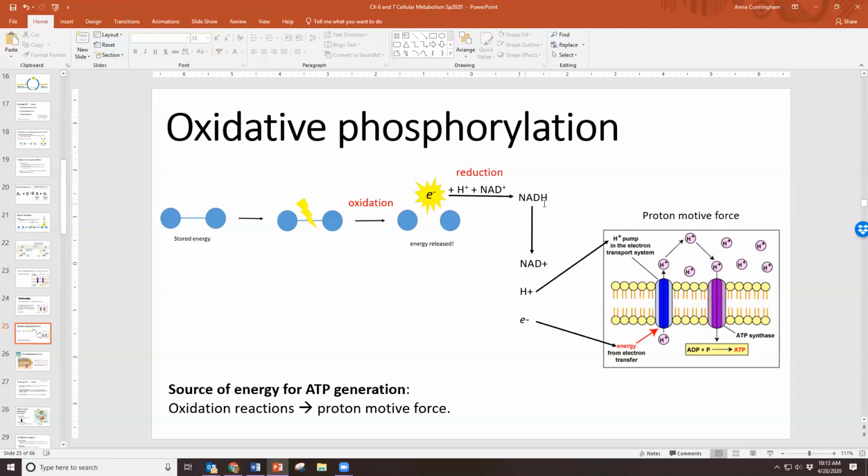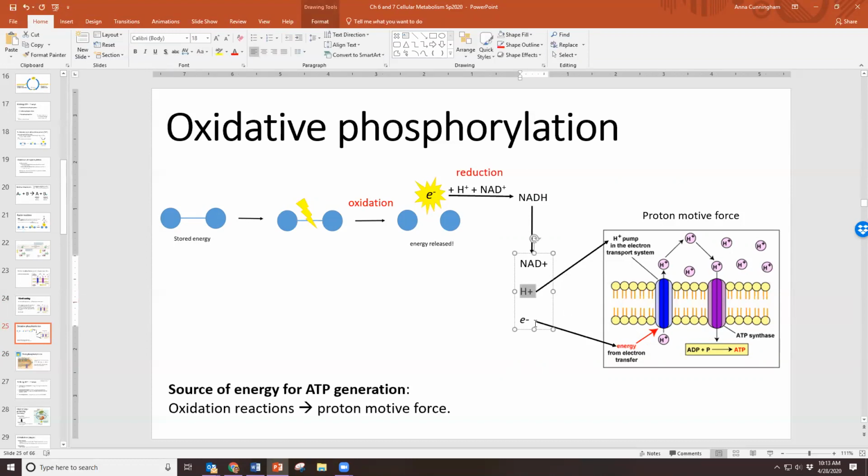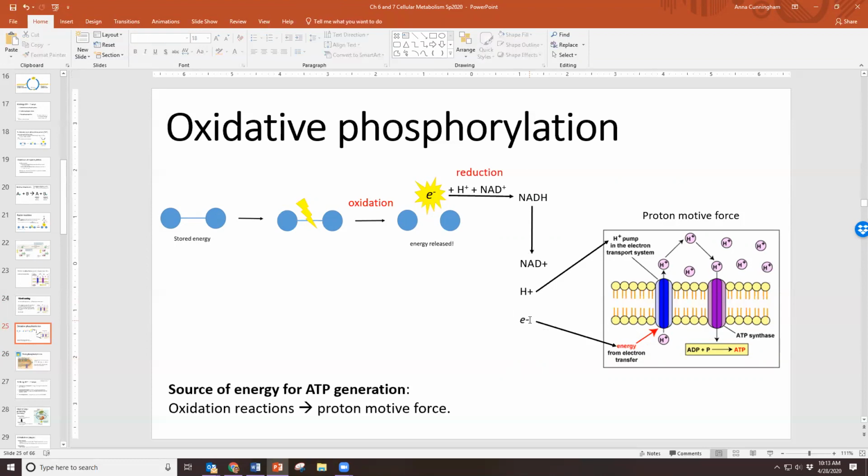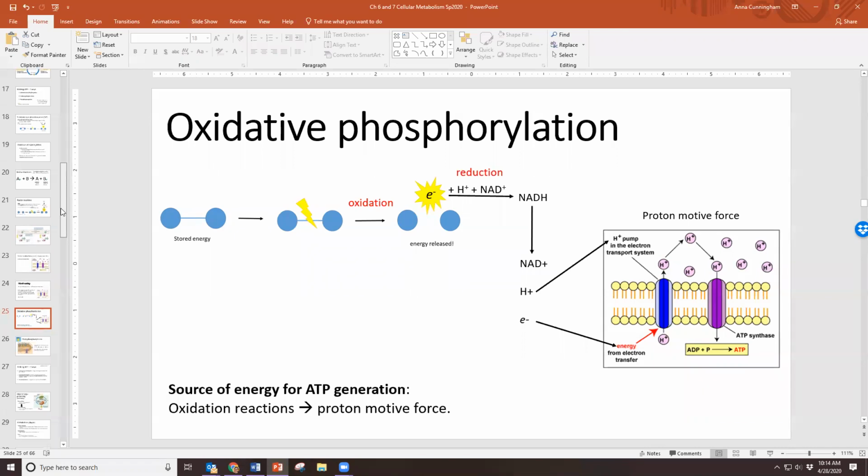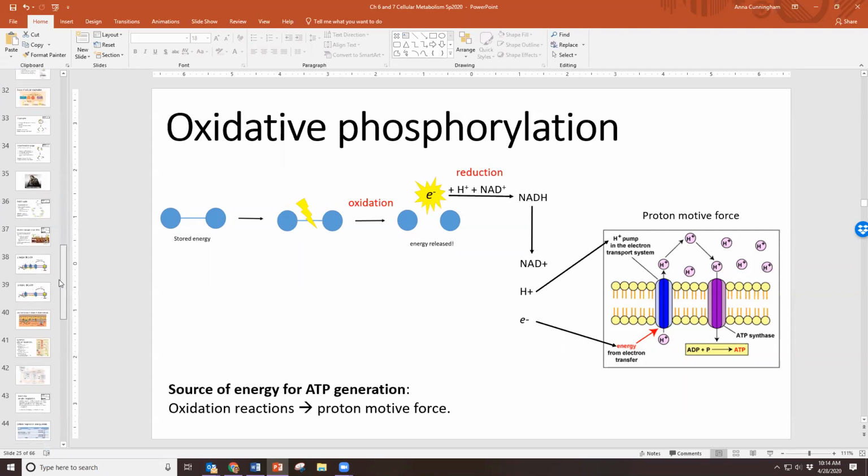So this NADH, which is carrying an electron and carrying a hydrogen, goes to a membrane. It releases that hydrogen and that electron, and that electron serves as energy to pump hydrogens to one side of a membrane. So why does it matter that they're pumped to one side of a membrane? Because if you recall, we can generate what are called concentration gradients. This is thinking way back to when we talked about osmosis and everything.